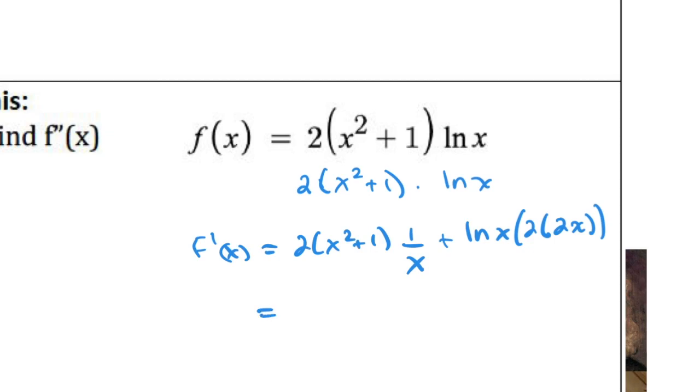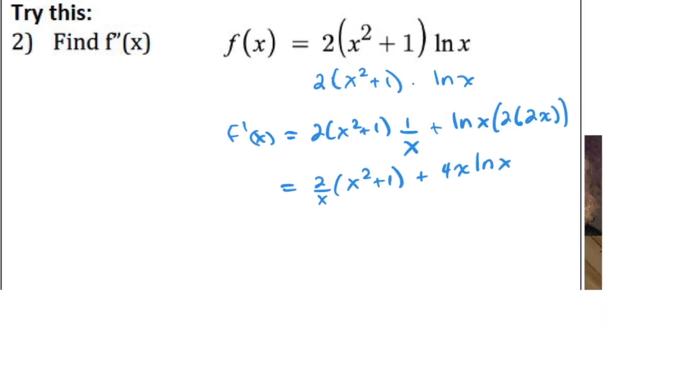We do want to clean this one up. It doesn't look very kind, so we have 2 over x times x squared plus 1 plus, and we pull the 4x in front of the natural log so that the 4x doesn't seem to migrate into the argument.